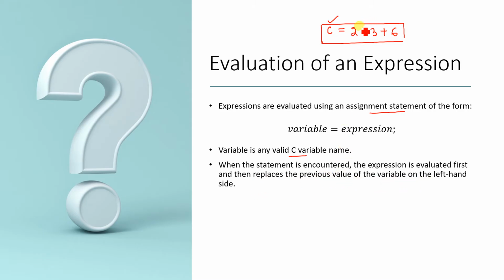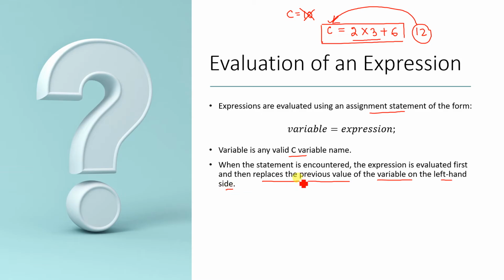It means after executing these expressions, the rightmost part will be executed first, that is 2 into 3, that will be 6 plus 6, that is 12, and this 12 needs to be replaced in C. And remember that if C contains any value, let's say suppose C has a value 10, then this must be replaced with this new value, that is 12. Okay, so that thing I have written over here. I have written: replaces the previous value of the variable on the left hand side.